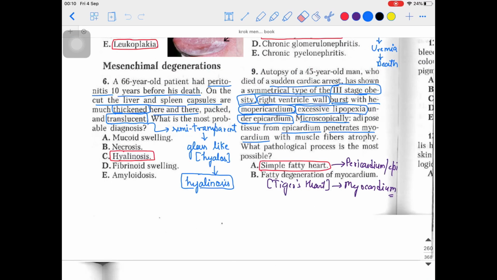Fine. So guys, this was about the parenchymatous degeneration and the mesenchymal degenerations. I will be talking about the mixed degenerations and the further topics in the subsequent video.